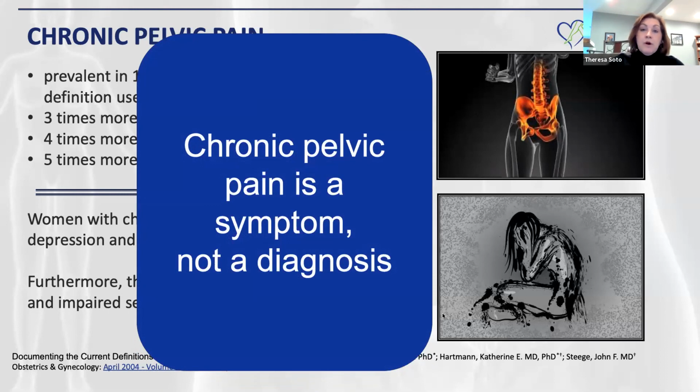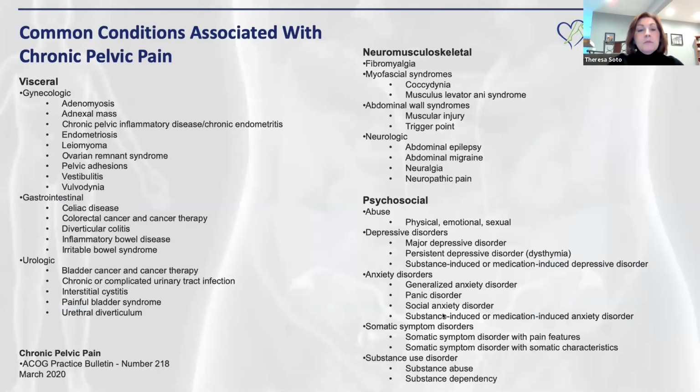There are so many women who walk around with a diagnosis of chronic pelvic pain. It's left at that, and we're hoping we can get them to a point where they're hysterectomy ready and get them to feel better. This is the American College of Obstetrics and Gynecology list of associated symptoms with chronic pelvic pain.